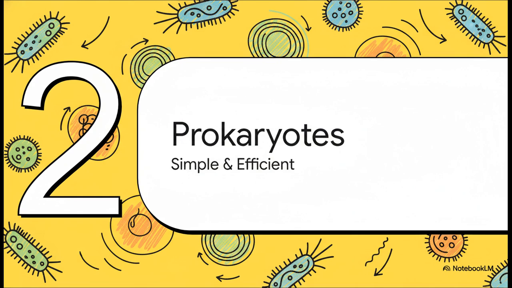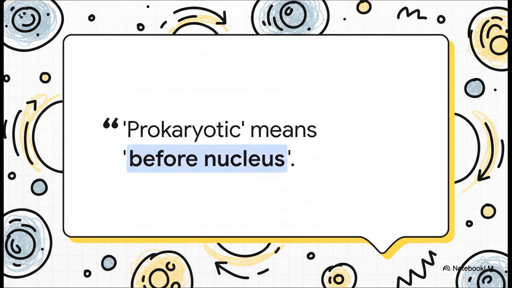Okay, toolkit in hand, let's meet our first design, the prokaryote. Think of this as the original, super simple, and incredibly efficient model of a cell. And the name itself gives away the biggest secret. Pro means before, and karyon comes from the Greek word for a nut or kernel, which is what they called the nucleus. So prokaryotic literally means before the nucleus. If you remember one thing about them, remember that.